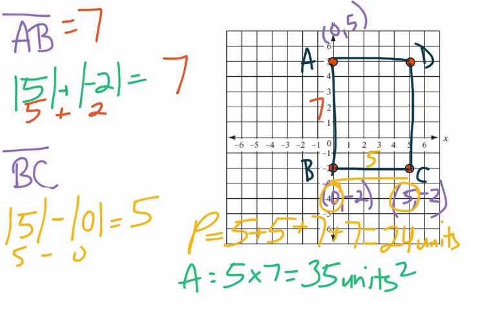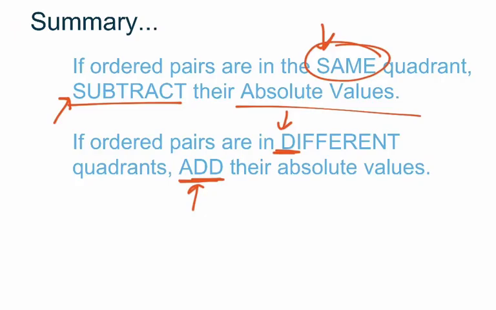Okay, so I'm just going to end this video by going back to our summary page here. When you're finding those lengths in the coordinate plane, if they are in the same quadrant, or they're both positive or both negative when you're looking at the x's or the y's, you will subtract them. If they are different quadrants, or one's positive and one's negative, you will add their absolute values.